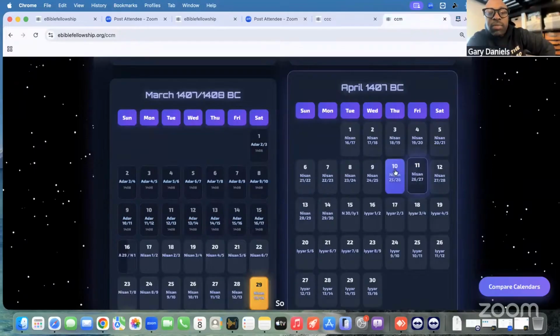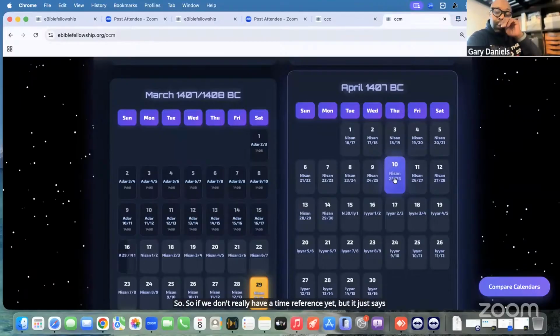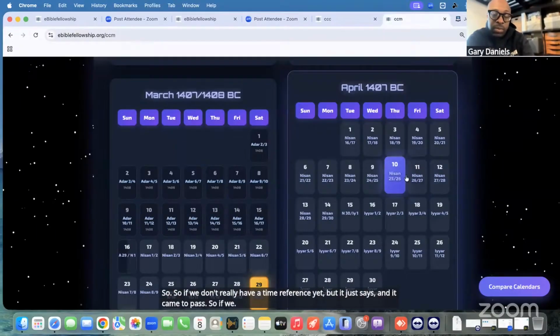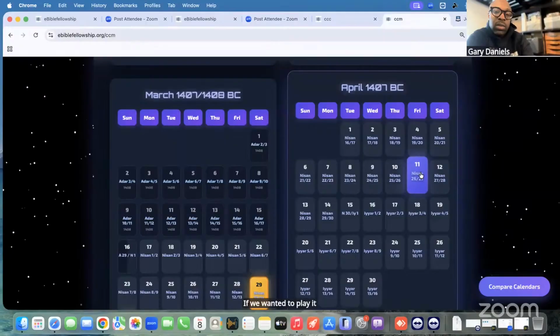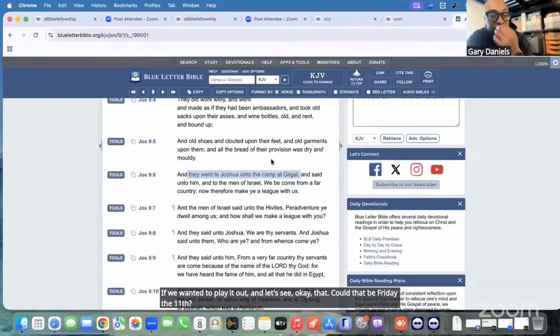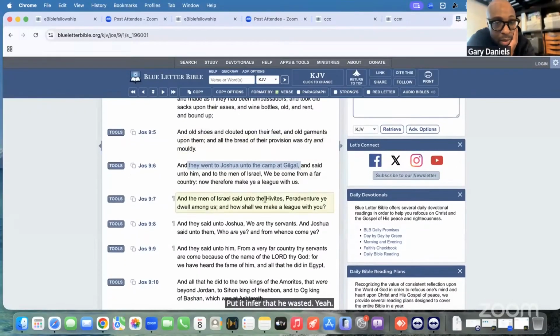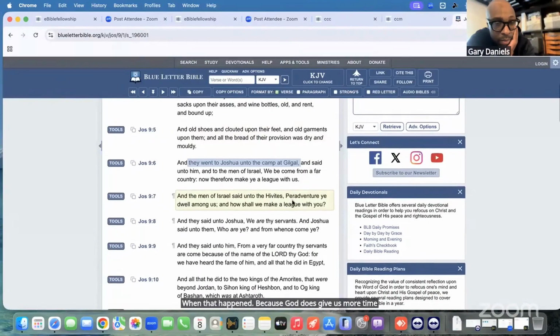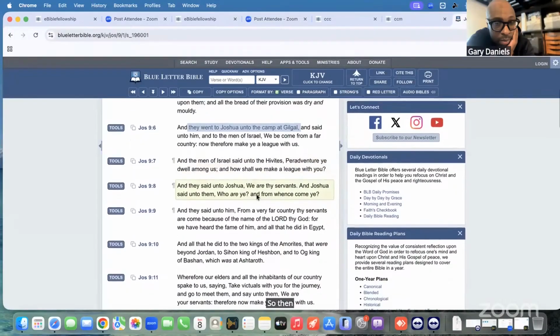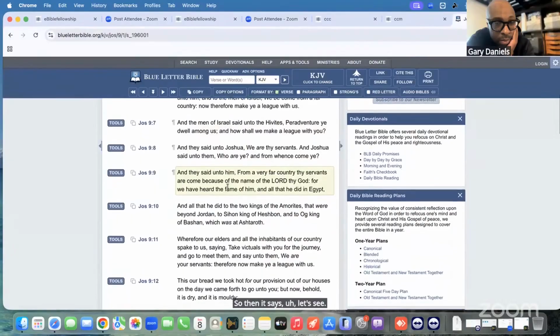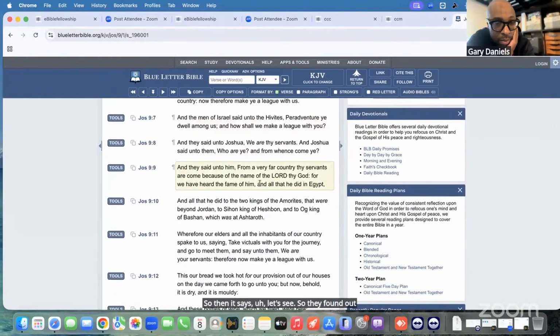So if we don't really have a time reference yet, but it just says and it came to pass. So if we wanted to play it out, could that be Friday the 11th? Could we infer that they happened then? Yeah, because God does give us more time references. So then it says, let's see. So they found out that they were near, right?